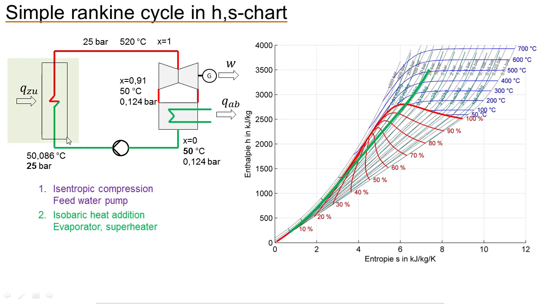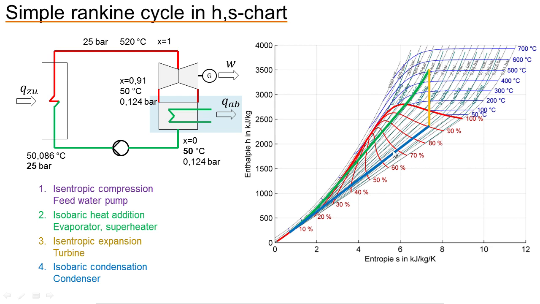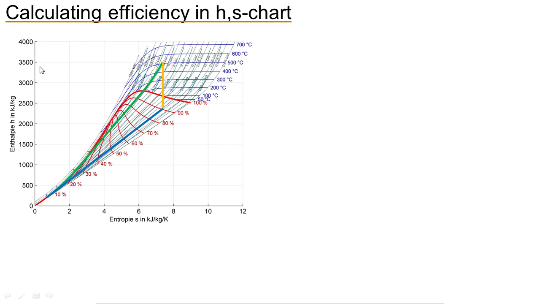But I can paint in the isobaric heat addition I have here in my evaporator and my superheater. I just go up the line with the constant pressure here at 25 bar. I go down in the turbine on a constant entropy. I have a straight line down here, and this is the line on the constant pressure from the condenser. Now this diagram is pretty easy because you can calculate the efficiency in this diagram.